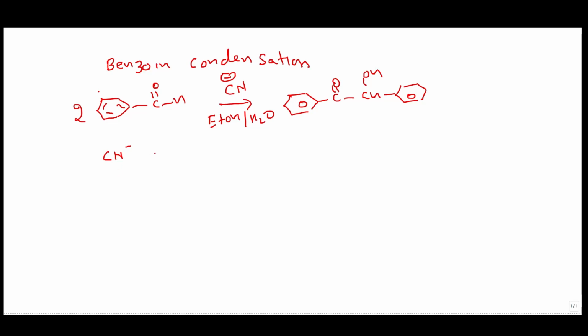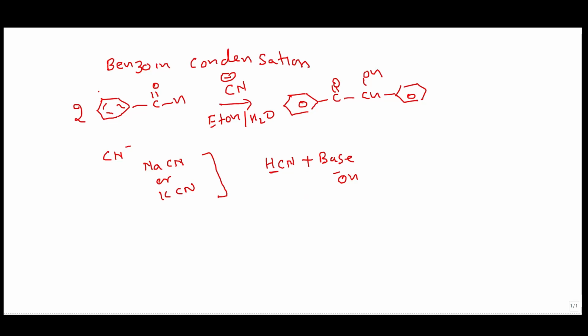Cyanide ion can be sourced from salts like NaCN or KCN. One can use other ionic salts of cyanide ion. Cyanide ion can also be generated from HCN. When you are using HCN, then you need a base. The function of the base is to abstract a proton from HCN. So the base can be OH minus.